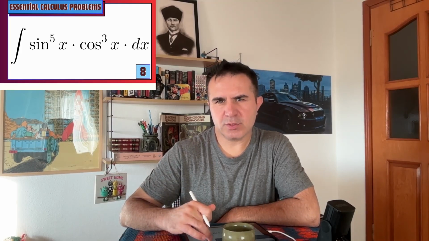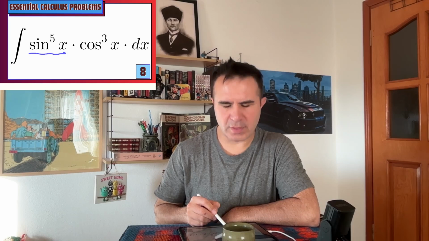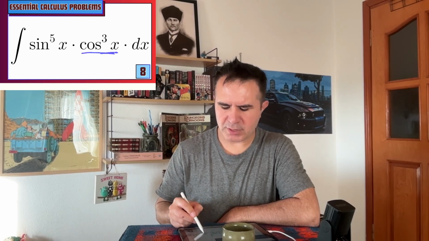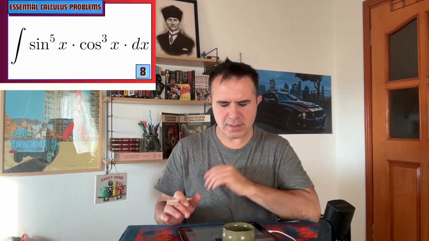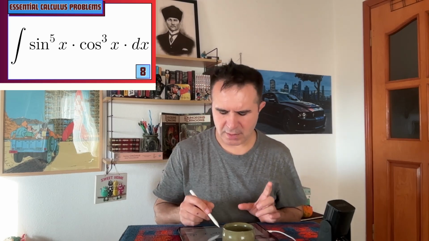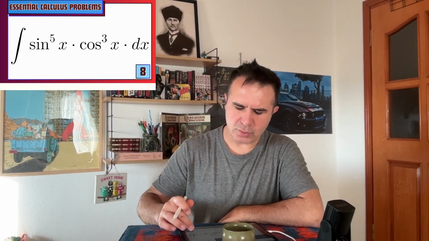Hello everyone. In this lecture of the essential calculus problem series, I will solve the integral of sine to the power of 5x multiplied by cosine cube x dx. And here to solve this problem, I will split cosine cube x into cosine square of x and cosine x.